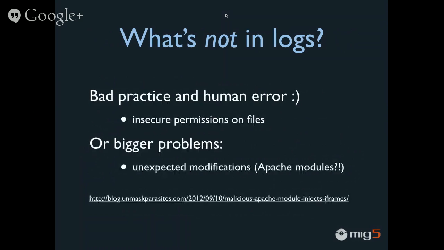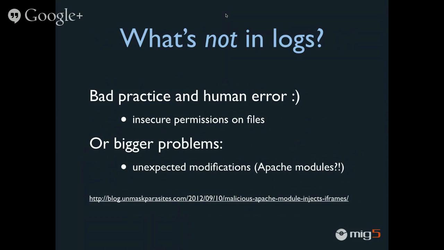Some things aren't in logs, like more bad practice than human error. Setting bad permissions on something. I've seen so many developers do just a recursive chmod 777 everything, and it fixed the problem. Great, let's move on. Now you've got new problems.